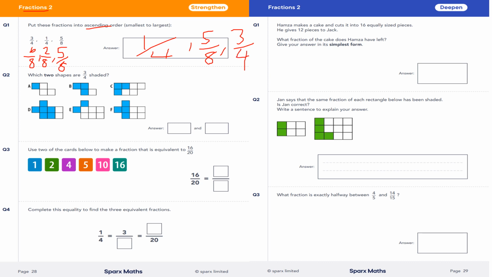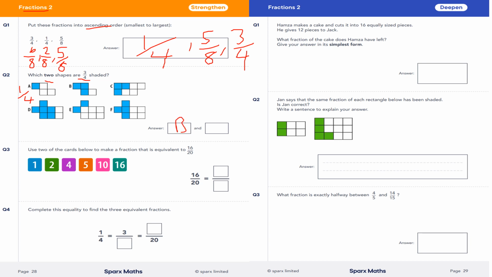Another way, of course, is to convert them into decimals and compare them. That also works, but I'd say that's a bit more time consuming. But I prefer equivalent fraction methods. Question number 2, which two shapes are 3/4 shaded? Well, that's a quarter, so it can't be that one. It has to be B because you've got 3 out of 4, so B.